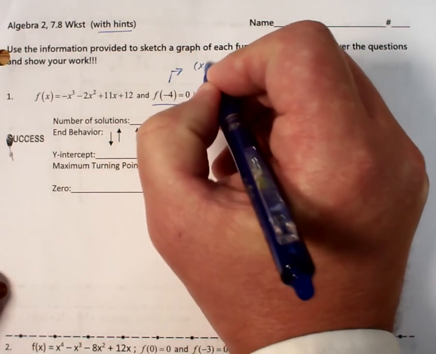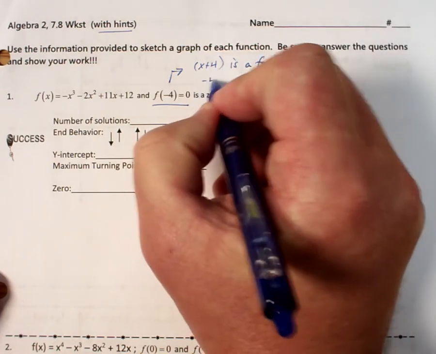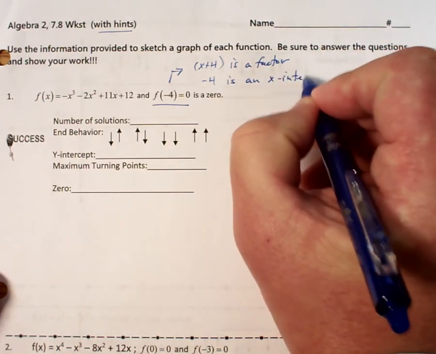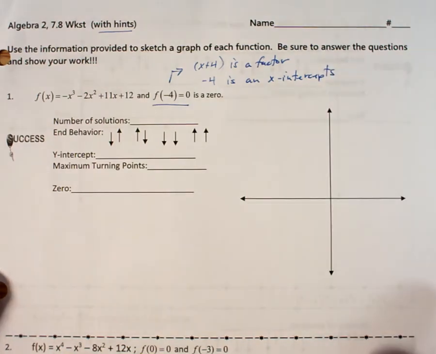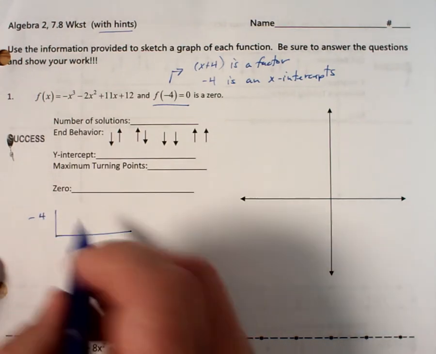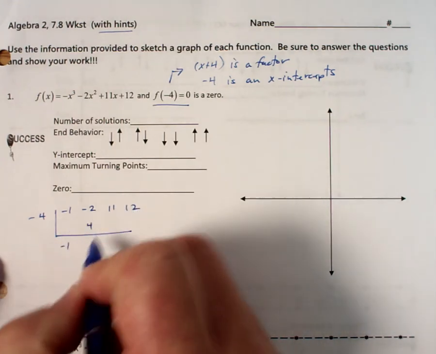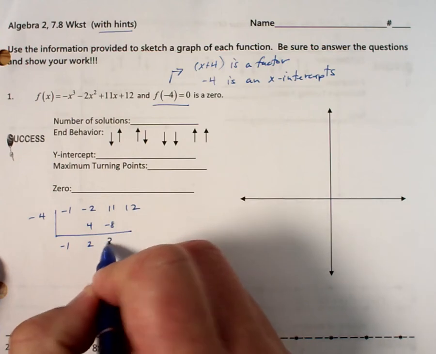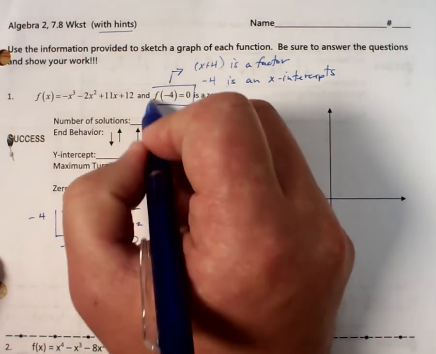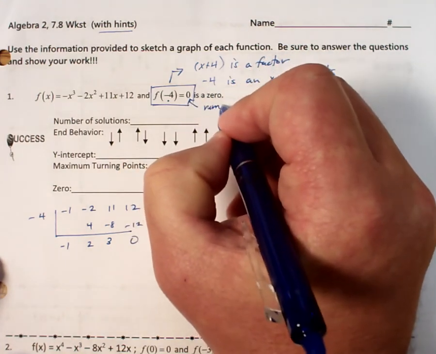This tells you, first of all, that x plus 4 is a factor, and that -4 is one of the x-intercepts. It also tells me that if I were to synthetically divide by -4, using -1, -2, 11, and 12, I should get a 0. That's what this tells you. If you synthetically divide by -4, it's equal to the remainder.